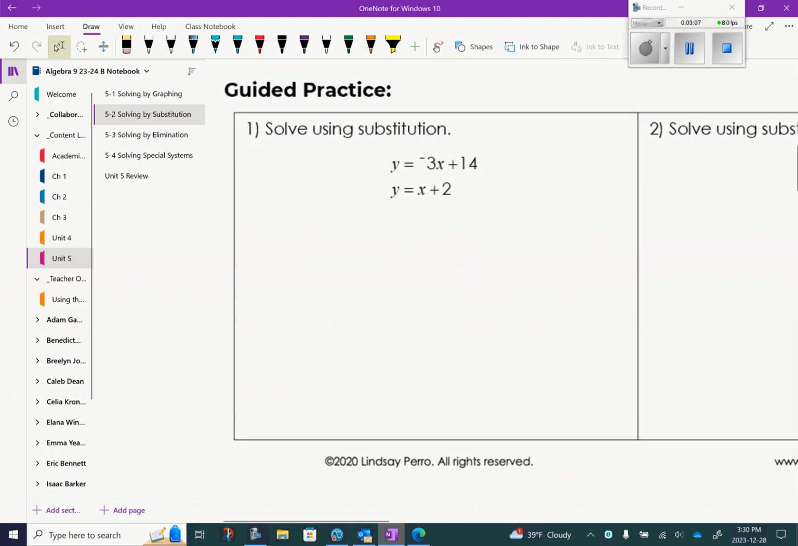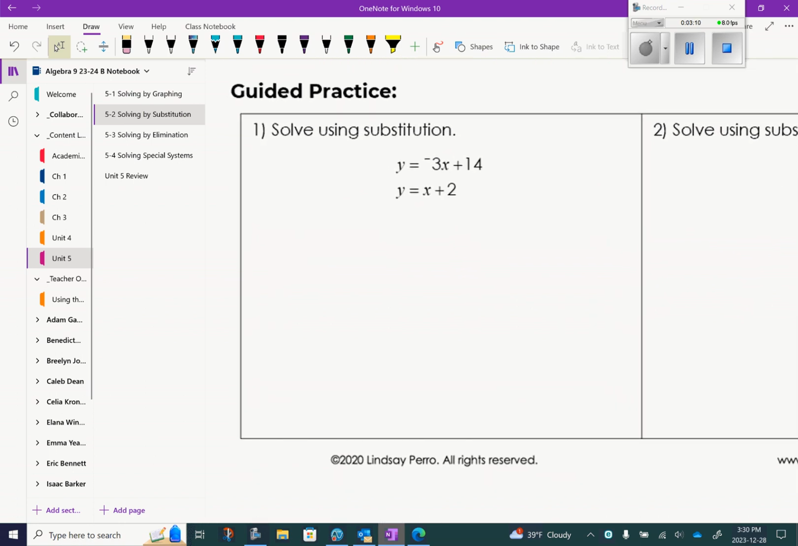So let's take a look at the first one here. Now you'll notice y equals negative 3x plus 14. Well, okay, 14 spaces up. Good thing we're not graphing that one. And y equals x plus 2. They're already solved for y. If they're written in slope-intercept form, the equations are already solved for the y variable. So step one is taken care of.